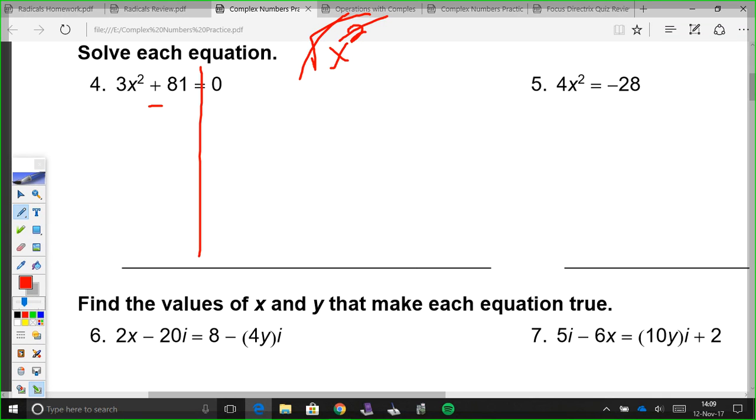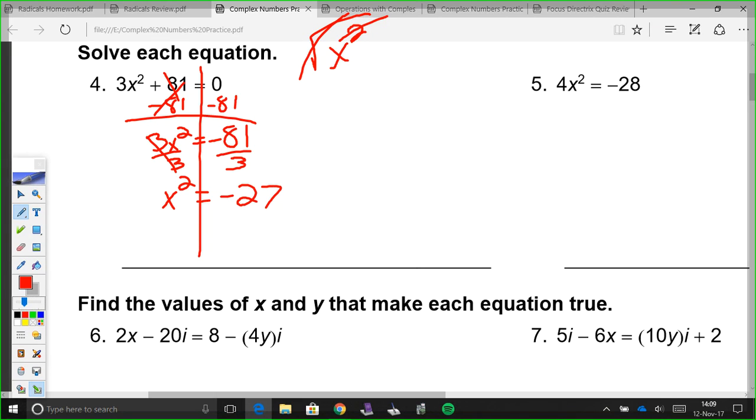Just like any equation, I would start by subtracting my 81 here. And that would leave me with 3x squared equal to negative 81. I would divide by 3, because again, I'm going to worry about that exponent at the very end. Dividing by 3, that'll leave me with x squared equal to negative 27. Right? Negative 81 divided by 3 is negative 27. And now the opposite of squaring something is the square root. So at this stage, I'll square root both sides so that I can cancel that square out and leave just x.